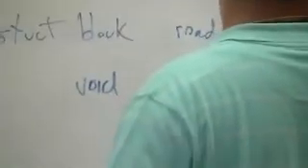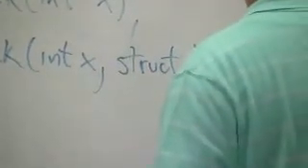Good. So then, let's see, how about this? Void write block, int x, struct block bk. That's my block. All right, so I need to read and write blocks. What else do I need?